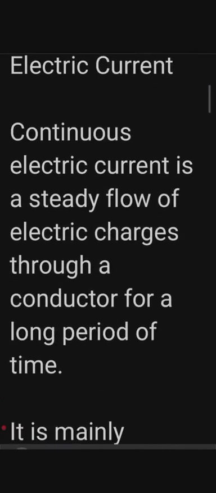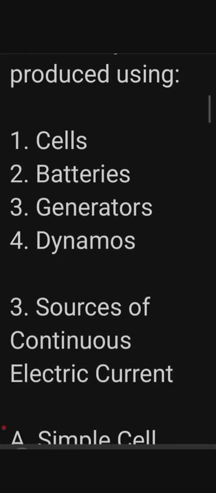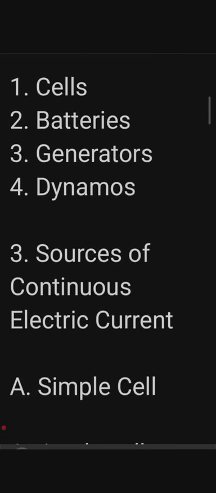So continuous electric current is a steady flow of electric charge through a conductor for a long period of time. So it is mainly produced by using cells. Remember in the lesson on electric circuit, I said a cell is like a single battery, while a battery is made up of more than one cell. So continuous electricity is produced by cells, it is produced by batteries, it is produced by generators, it is produced by dynamos. It is produced by solar generators.